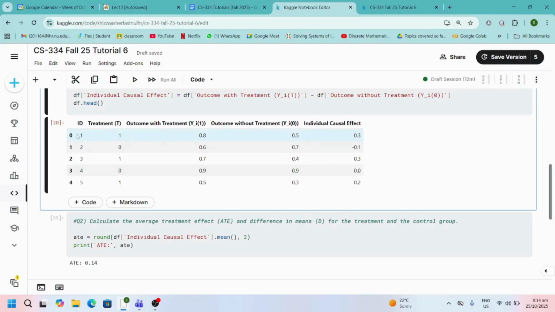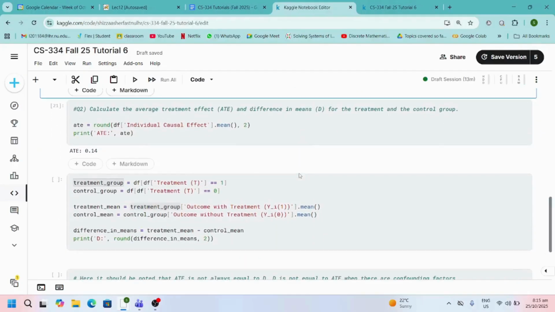So what I will do is I will select all the individuals that were given the treatment and I will find the average of their outcome with the treatment because this can be measured. Similarly, I will filter out all the individuals that were not given the treatment and I already have the value of their outcome without treatment. So I will take their average. When I subtract the second average from the first, I will get my difference in means. So let's try and do that.